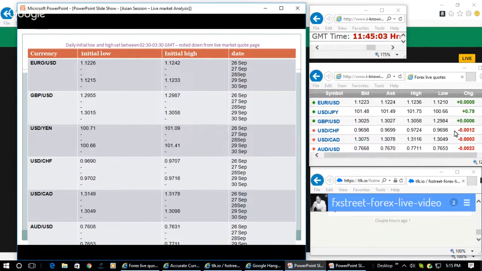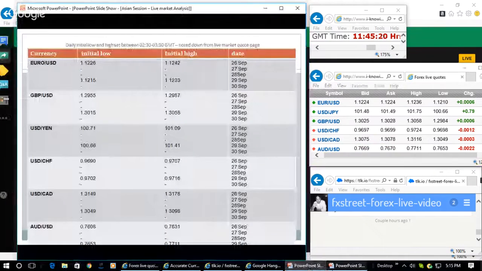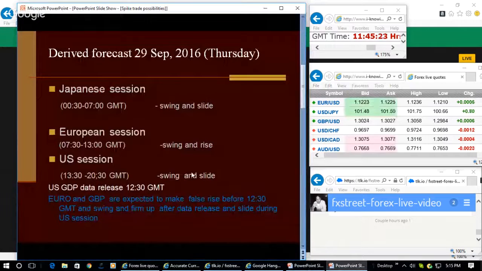So they intend to make a contrarian move before and after the US GDP data. That is what the market reading says. Now, what could we do? Euro and GBP are expected to gain nominally and then slide during the US session. So around the time of the GDP data release, they are expected to firm up, and at that time we can take a sell position.